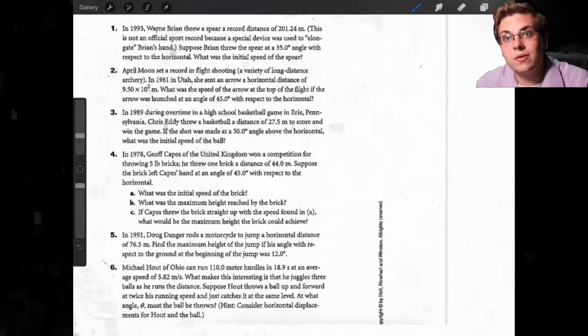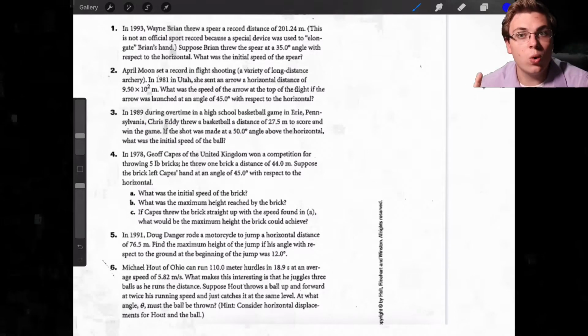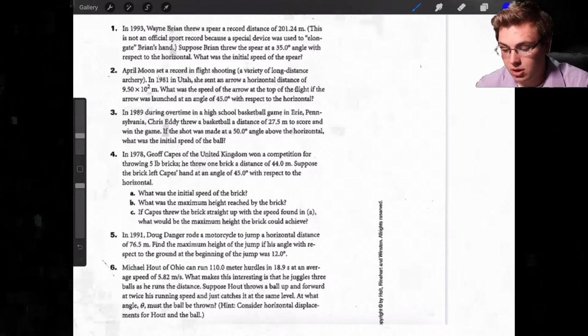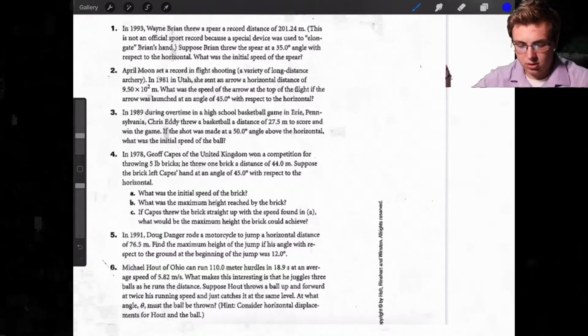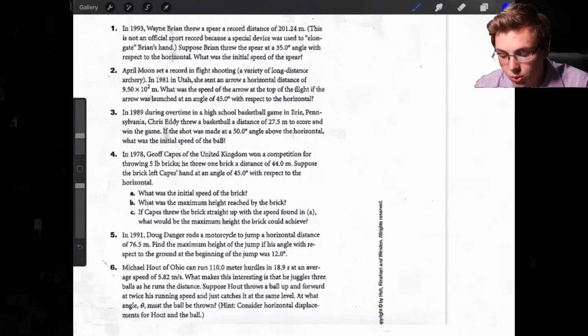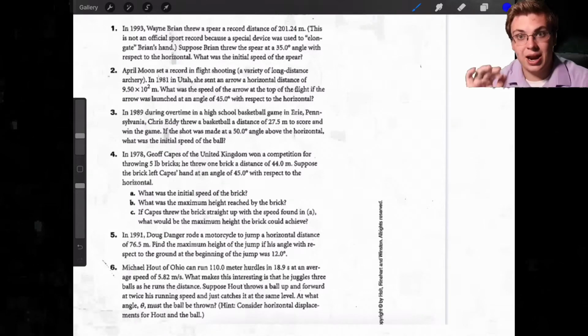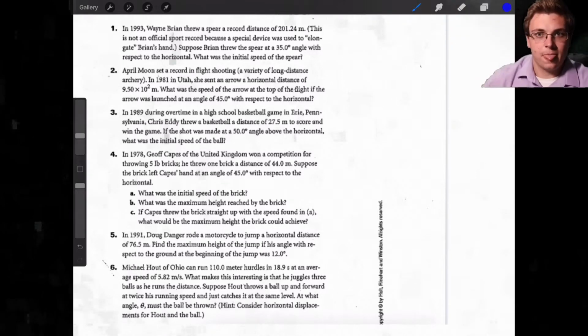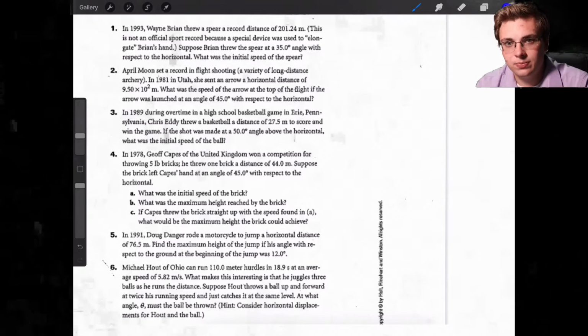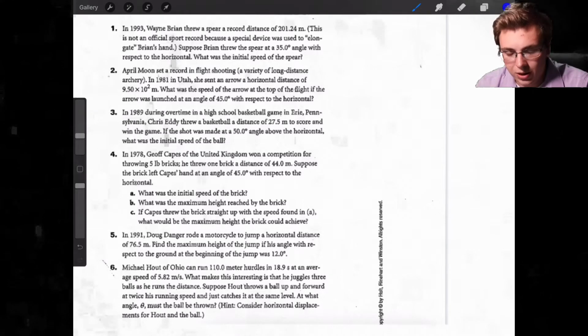We're going to look at solving these problems using kinematics. Now, we can just use one simple kinematic formula. If we look at our first question, Brian threw a spear 201.24 meters. He threw it at a 35 degree angle. What is the initial speed of our spear?